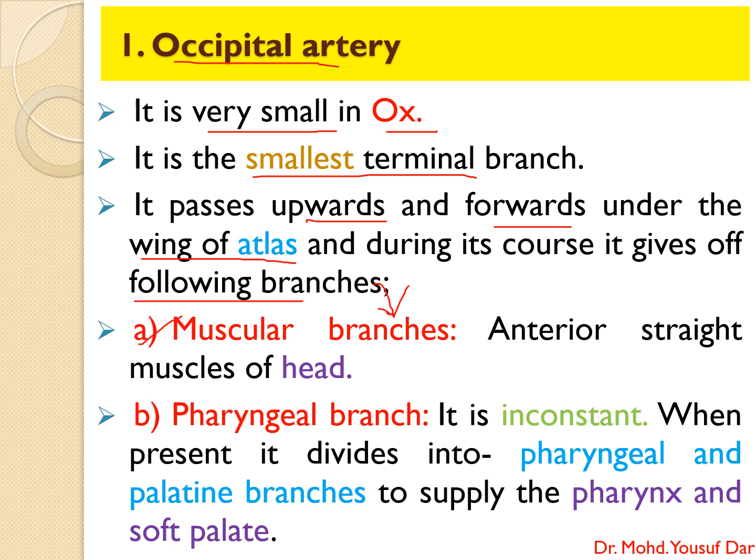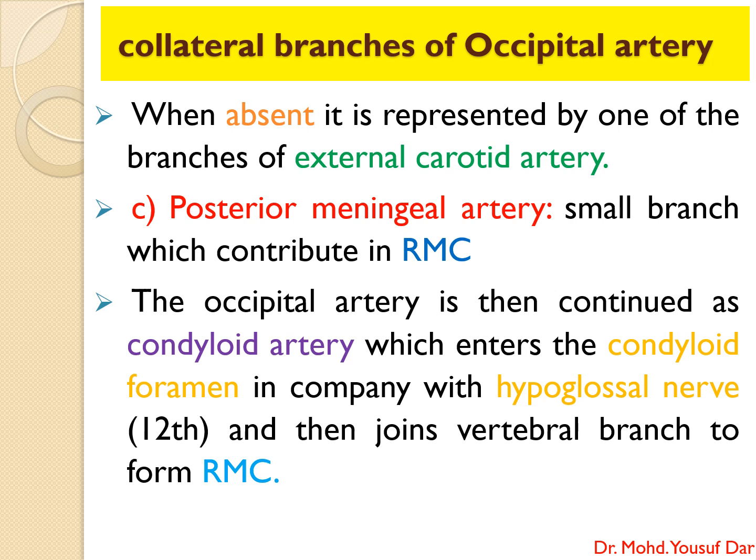First is the muscular branch, which supplies the muscles of the head. The next branch is the pharyngeal branch. The pharyngeal branch is inconstant, that means it is sometimes present and sometimes absent. When it is present, it is divided into the pharyngeal branch and the palatine branches. The pharyngeal branch supplies the pharynx, while the palatine branches supply the soft palate. When the pharyngeal branch is absent, it is represented by one of the branches of the external carotid artery.